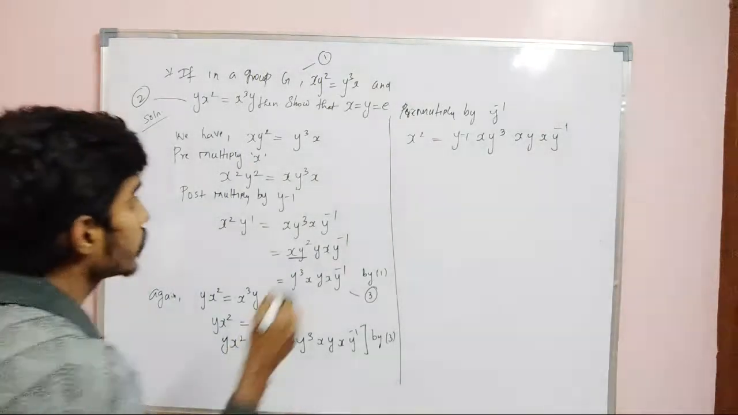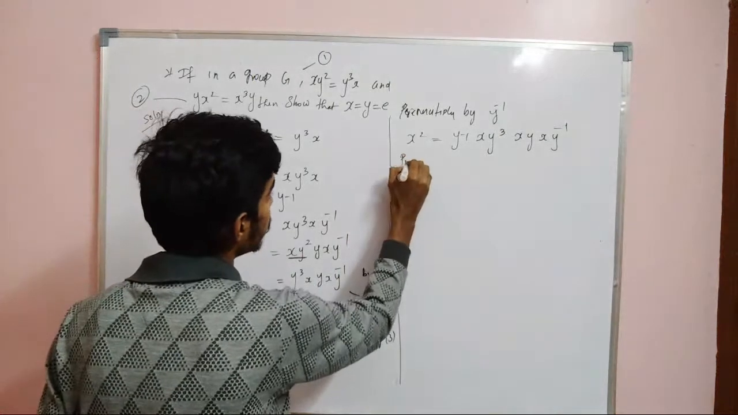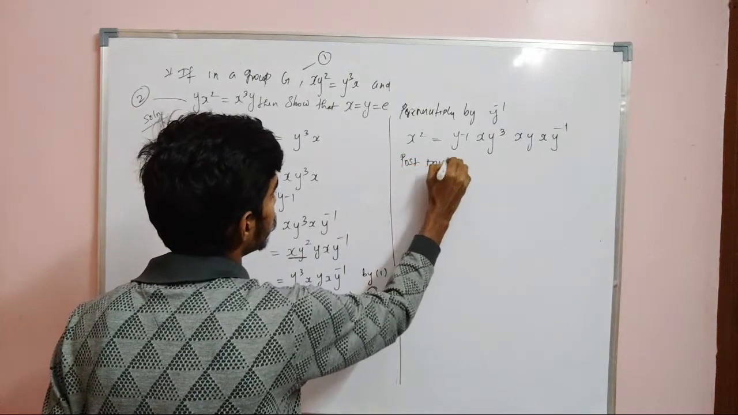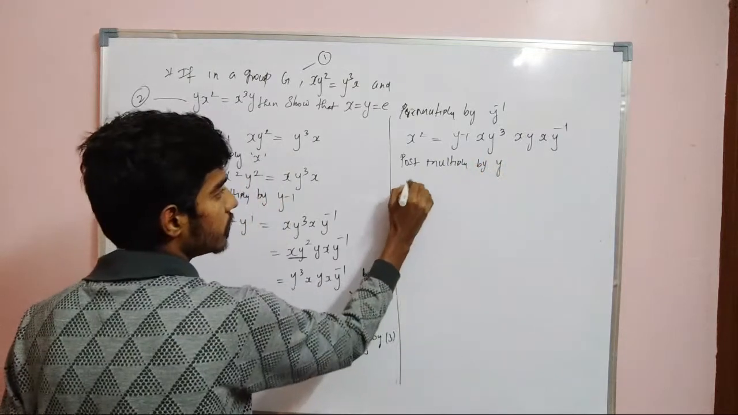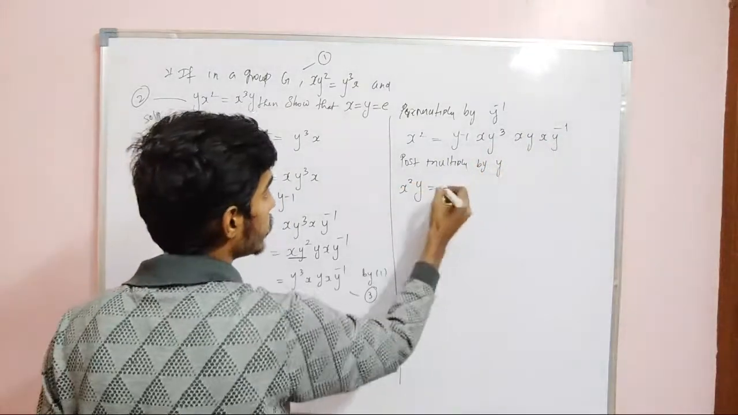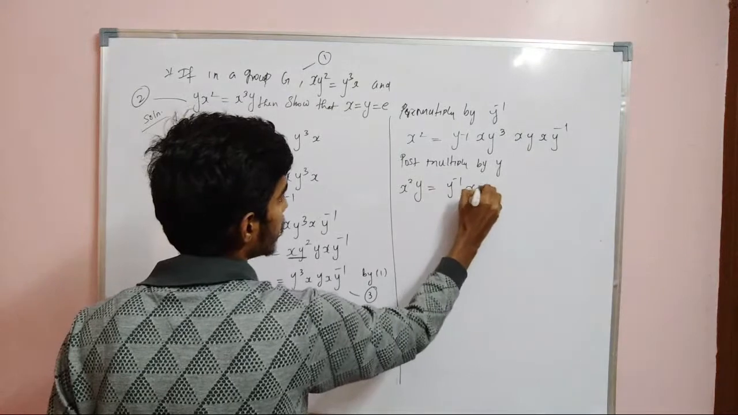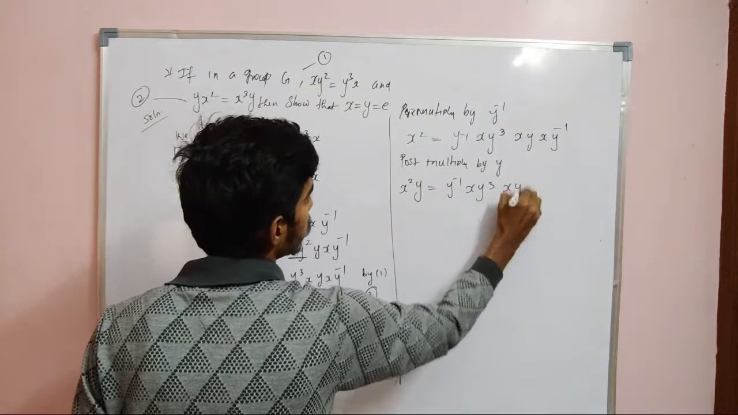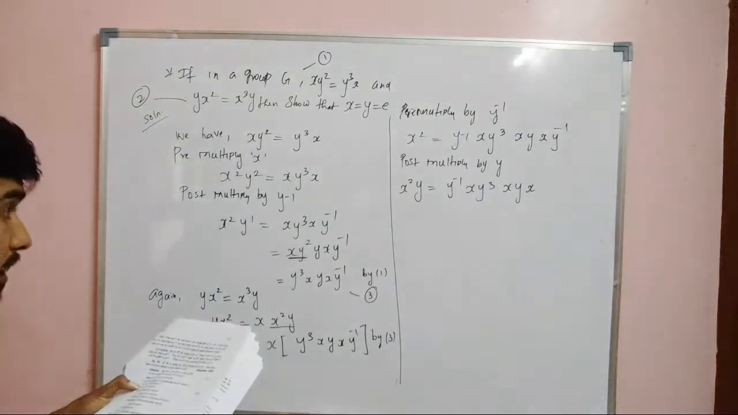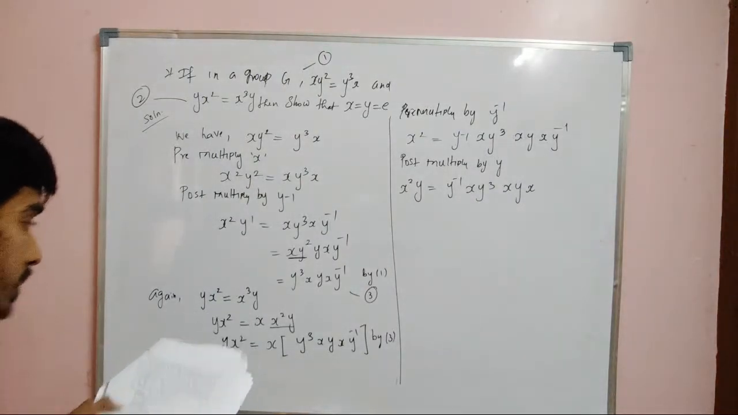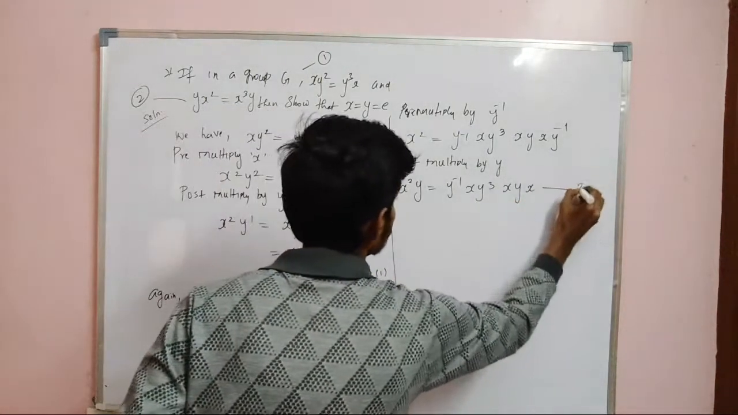Okay. Now I am going to post multiply by y. So this will be x square y, and this y will get cancelled. That means that will be equal to I. So x square y is equal to y inverse x y cube x y x. So we will mark this as equation number 2.